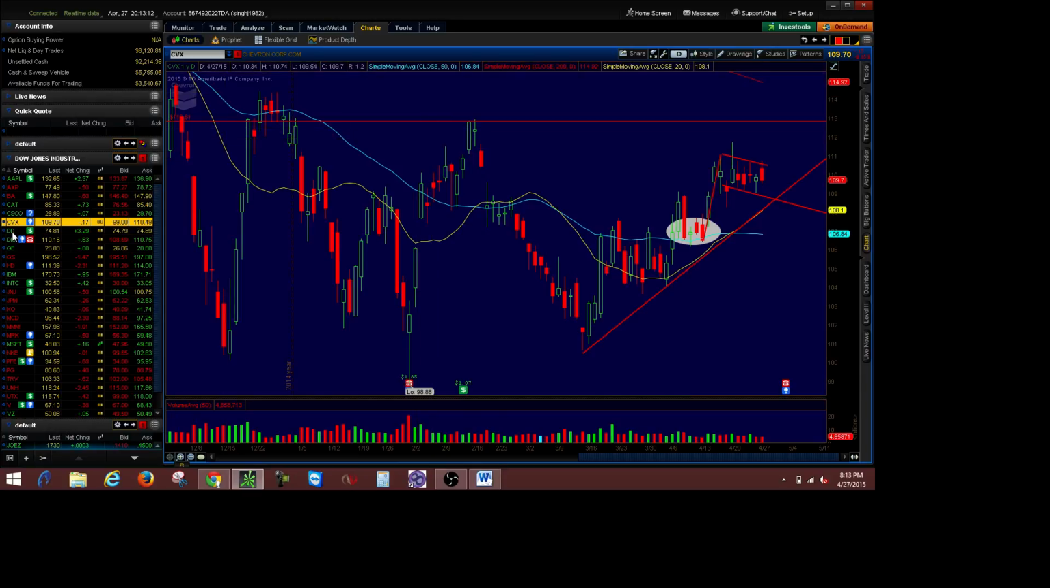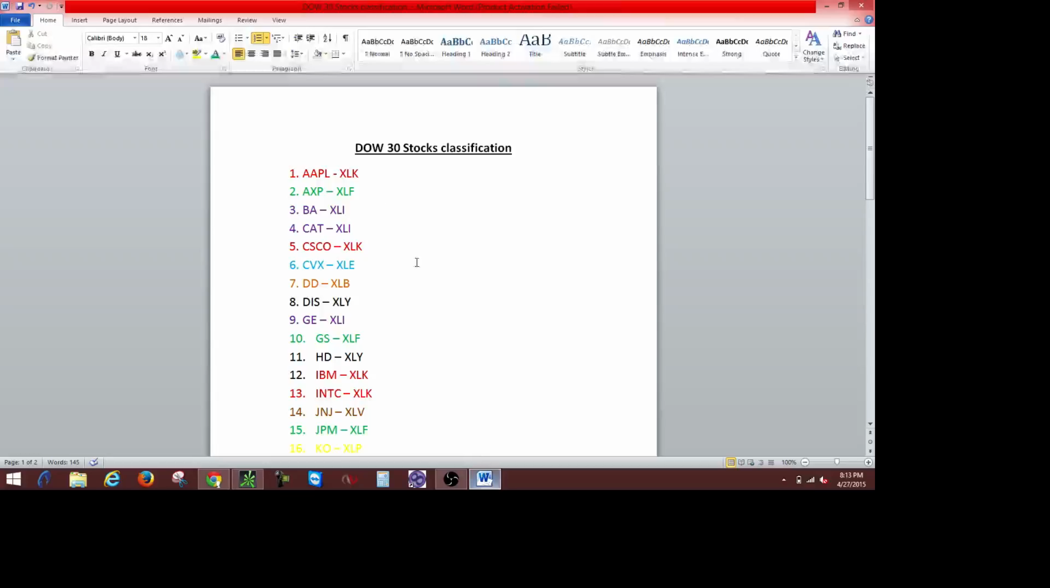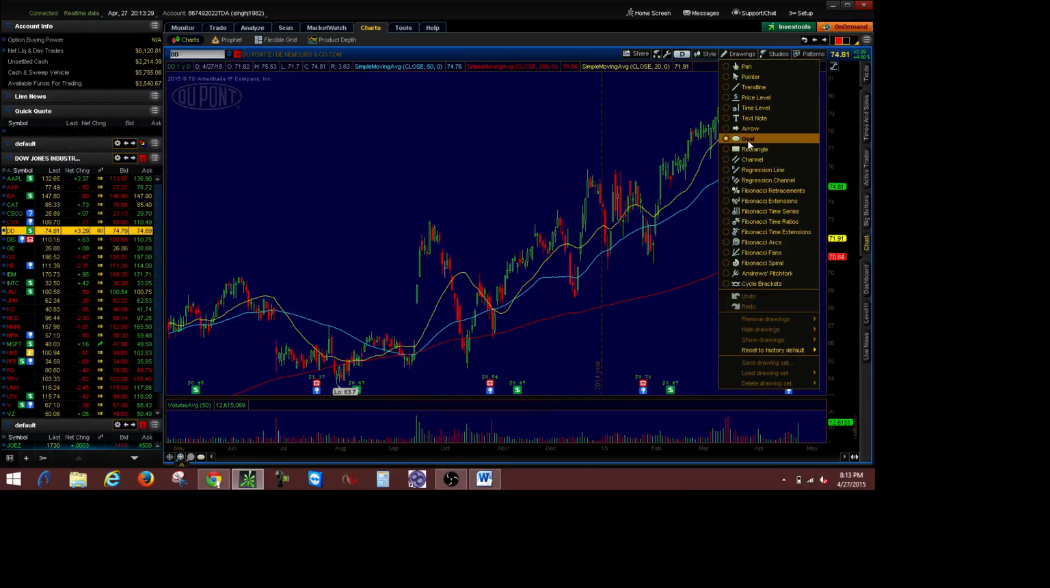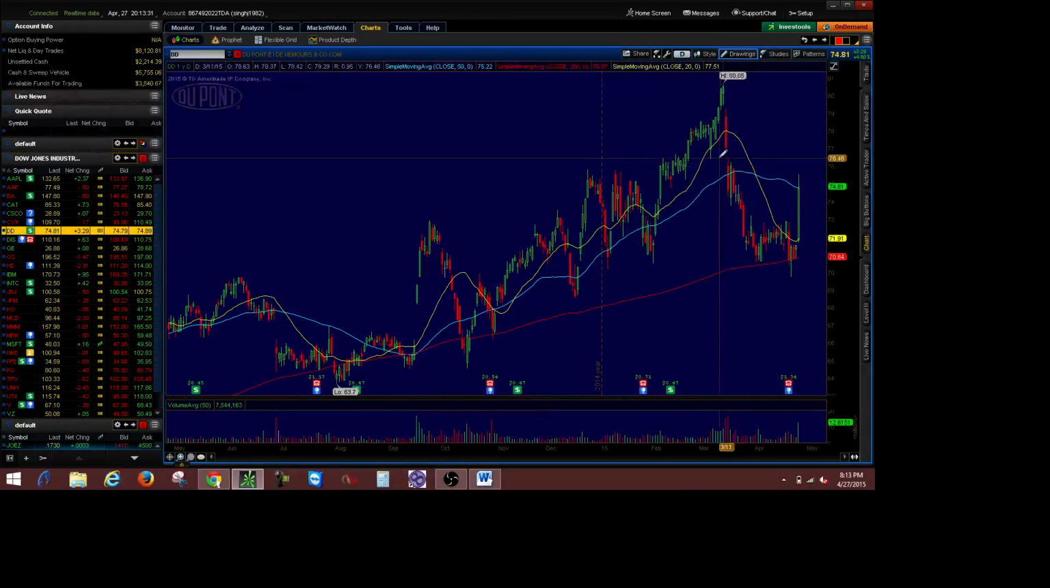Okay, the DD. DD is what sector? XLB. What is XLB? Your basic materials, right? So it had a good move up, possibly from the earnings. In fact, this is looking like somewhat of a short in here. Okay, looking like a short. There's a little gap in here too, but watch for a reversal. Earnings were probably good, as I could see, 1.34. So keep an eye on it.